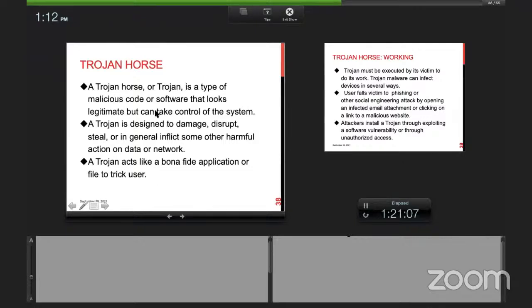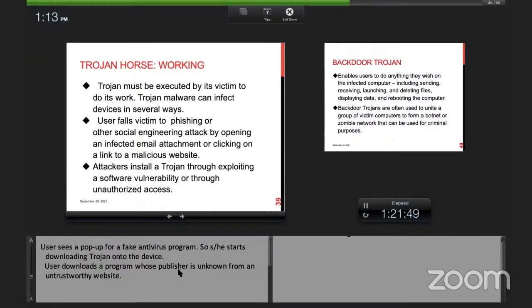Trojan is a type of malicious code that looks legitimate, but can take control of the system. A Trojan is designed to damage, disrupt, steal, or in general inflict some other harm. It acts like a bona fide application file to trick the user. You may not know that though it looks like an image file, it is not an image file. It is actually filled with binaries acting like malicious software when you feed it like an image file to your system.